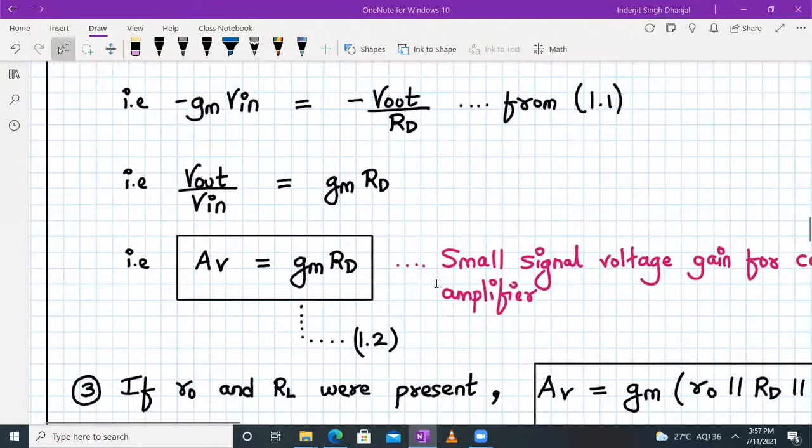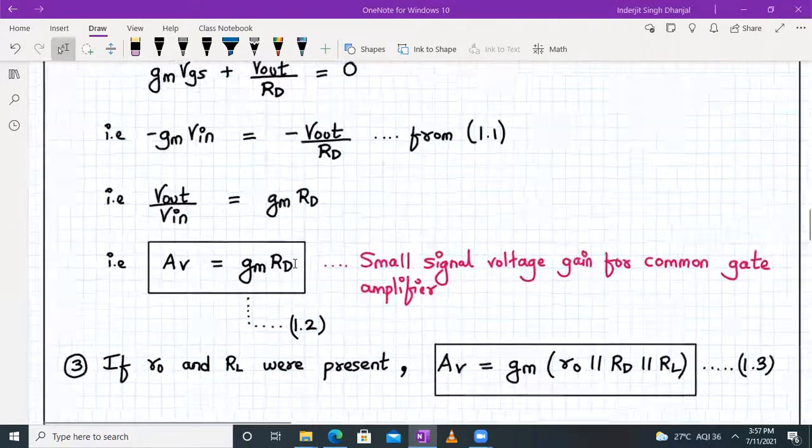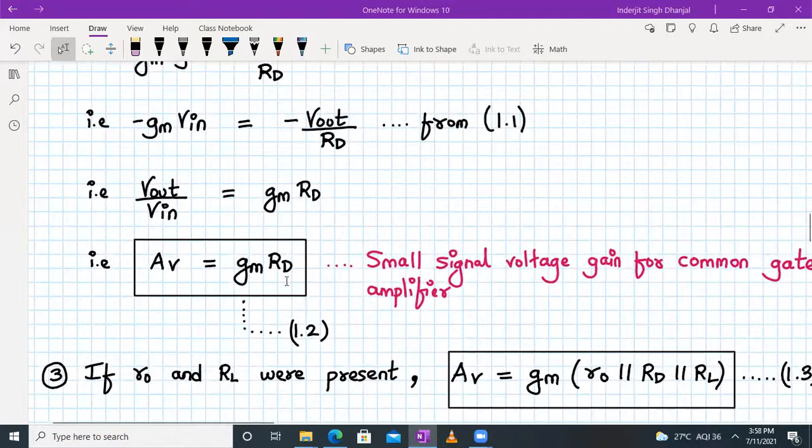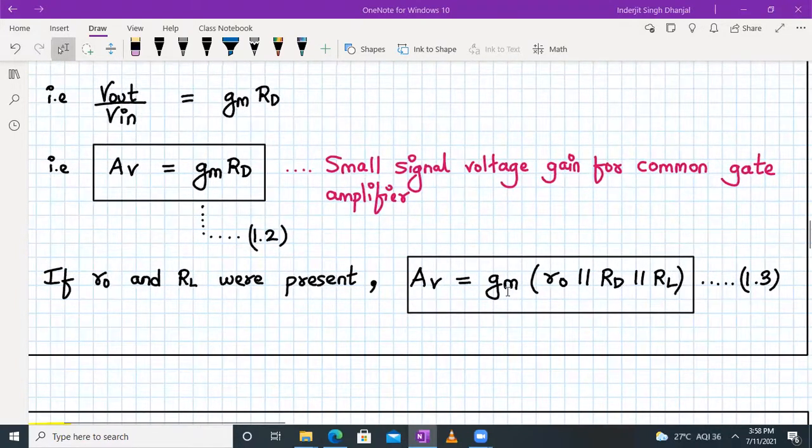If you look carefully, this is similar to your common source amplifier, but the minus sign is not present. So the small signal voltage gain for a common gate amplifier is given by gm·RD, which is equation number 1.2. And now if RO and RL were present, the voltage gain will be given by gm times RO parallel to RD parallel to RL, which becomes equation number 1.3.